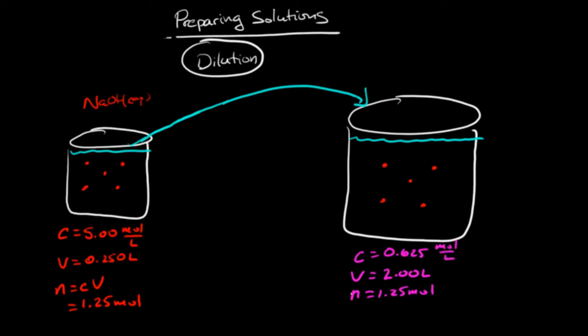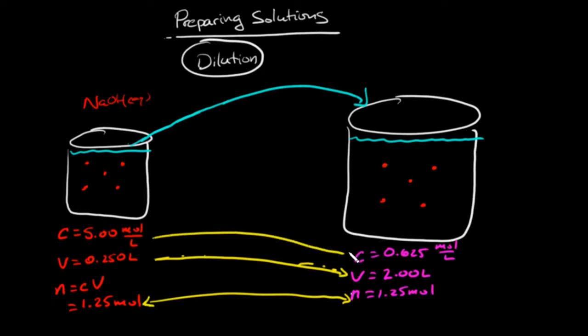moles per liter. So a couple things that you should note: the number of moles will stay the same. If the volume is increasing, which it is doing here, then you should note that the concentration is going to decrease. If the volume were to decrease, the concentration would, of course, increase.